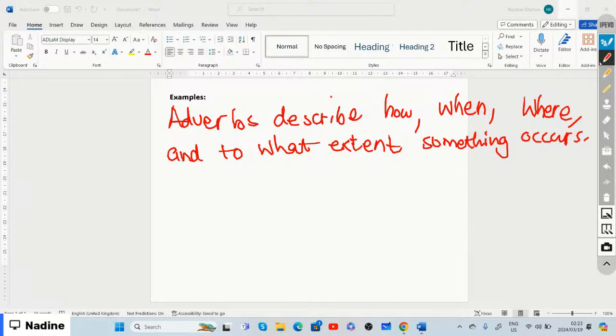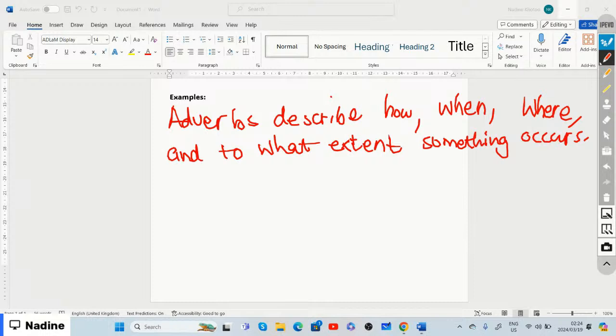All right. So we mentioned adverbs that describe how, when, where, and to what extent, right? So basically, if we were to match the adverbs that describe how, when, where, and to what extent, then we can say adverbs of manner, right? It describes how an action is performed or how something happens. So manner links with how. Manner tells us how, right?